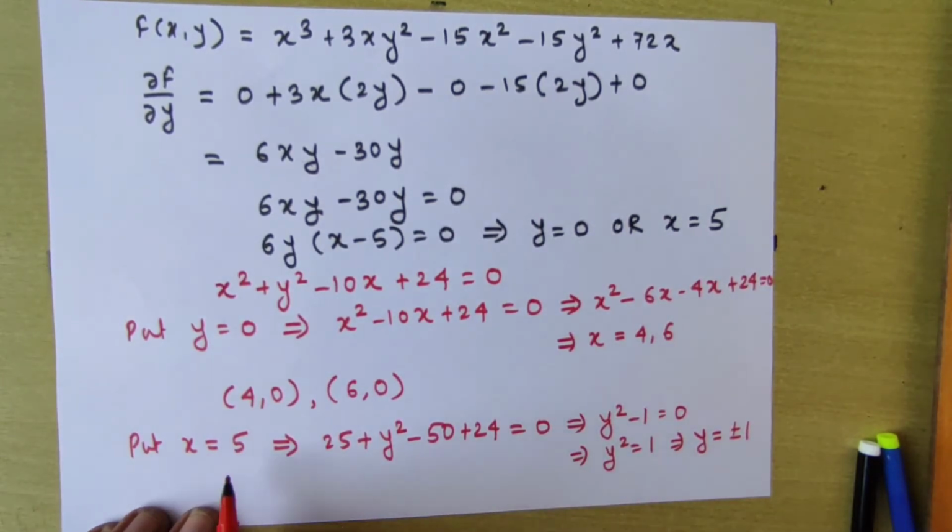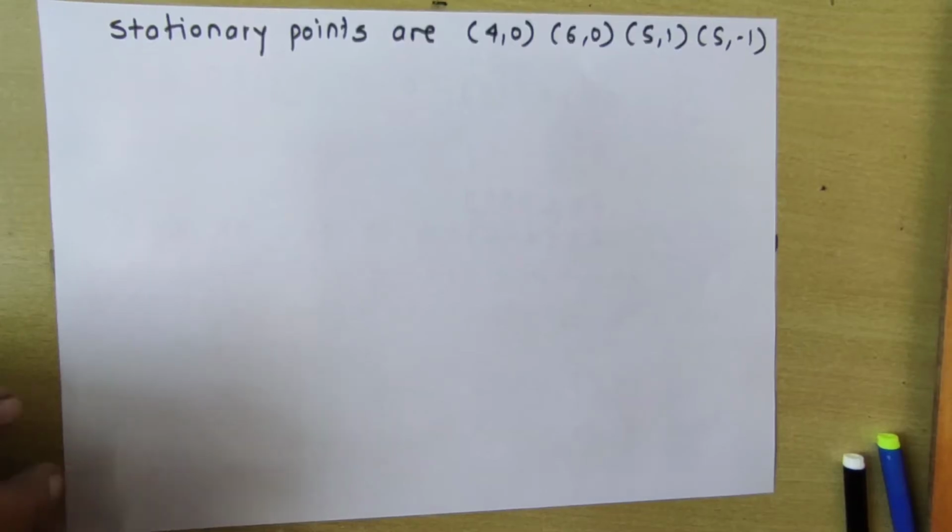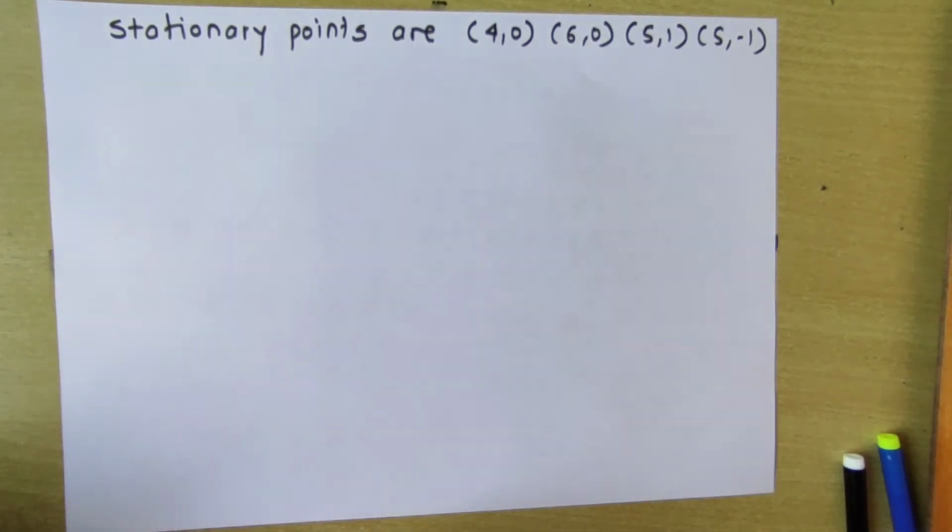Therefore, for x is equal to 5, we get 2 points, that is (5, 1) and (5, -1). So here we get these 4 points. So the stationary points are (4, 0), (6, 0), (5, 1) and (5, -1). Now let's try to find out the value of r, s and t.